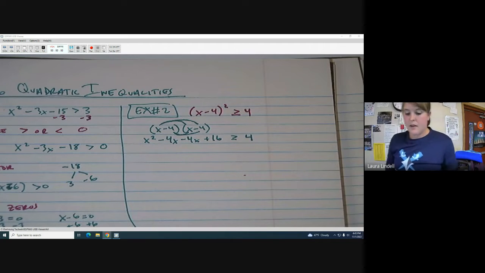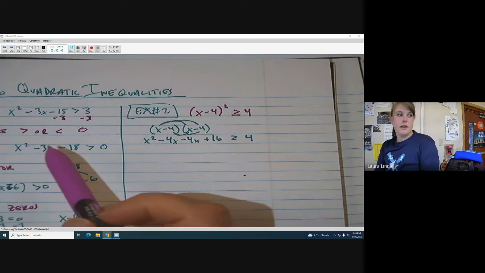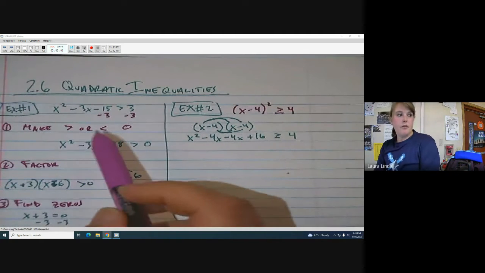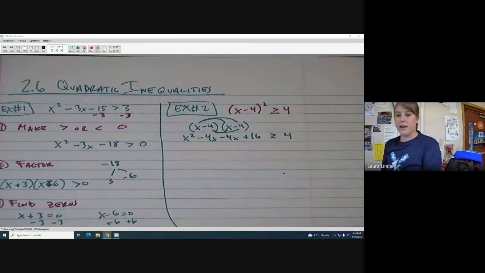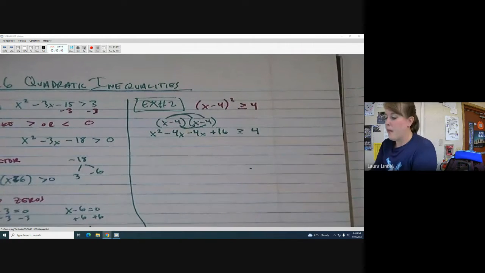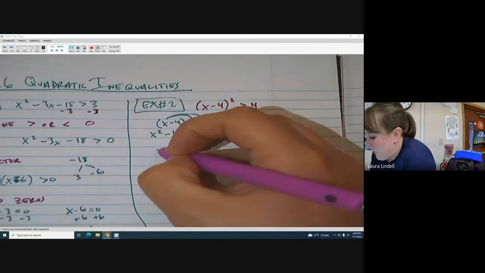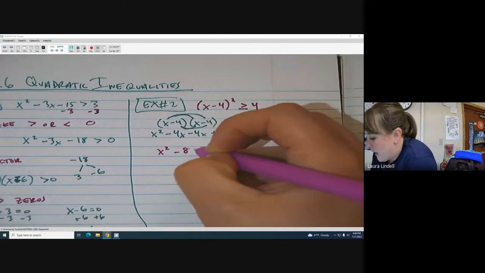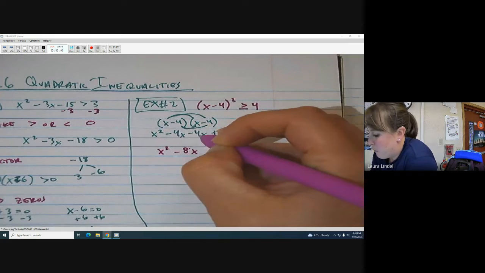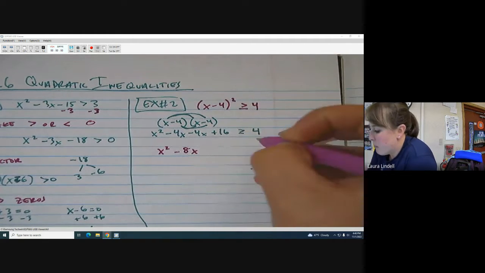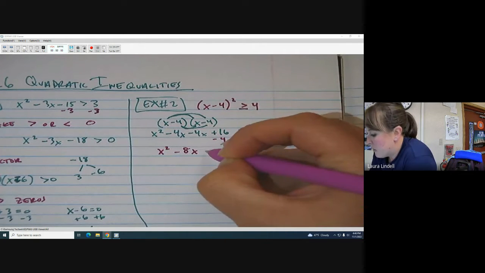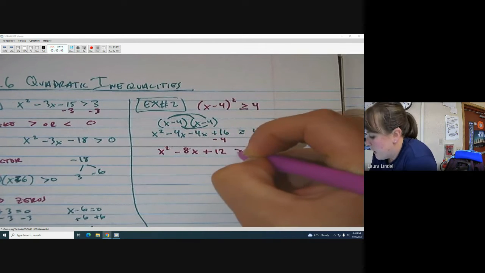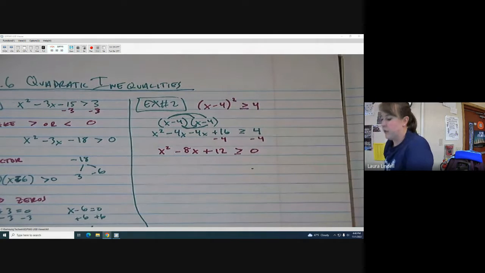So now we have to combine some like terms. We also have to do step 1, which is making our function greater than or less than 0. So we want to move everything over to one side. I know that we're going to have x squared and then minus 8x over here, because -4 minus 4 is -8. But I'm also going to subtract 4 from both sides here. 16 minus 4 is 12. And now we have that it's greater than or equal to 0.